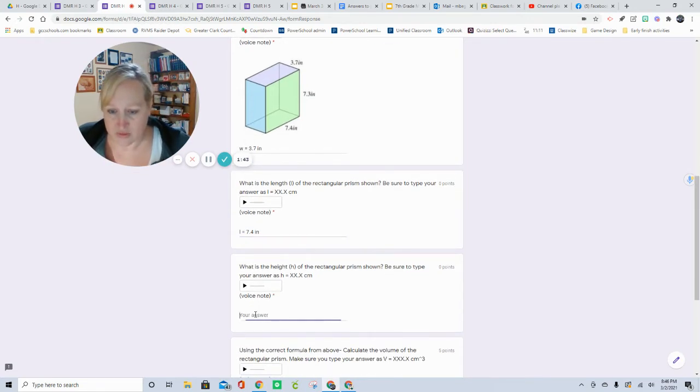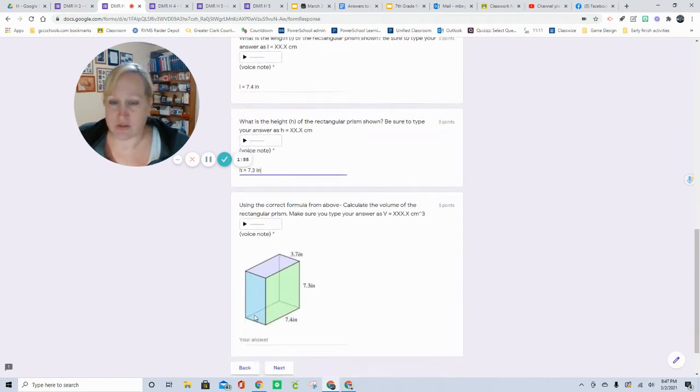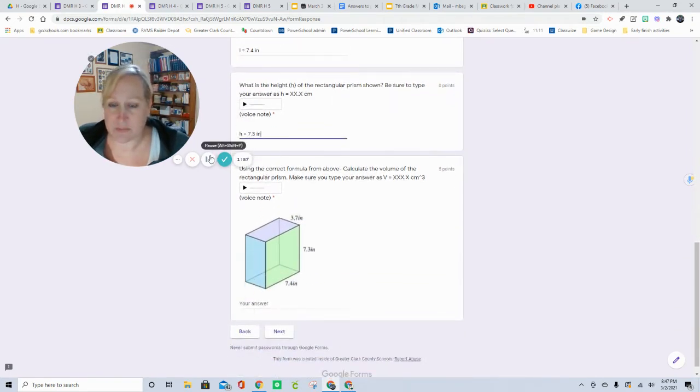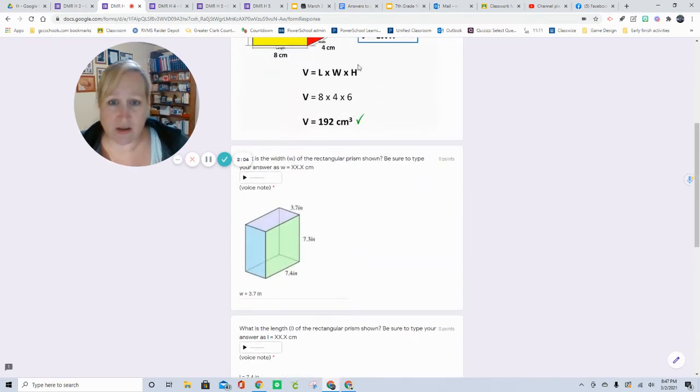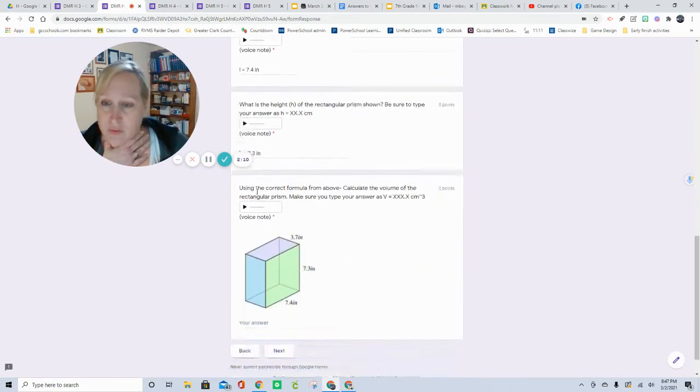And the last one we have to do is height. And that's the one that goes up and down. So H = 7.3 IN. So far, so good. Scroll down so that we can see this. Okay, now we have where we have to figure out the volume. And the volume formula was up here where we're just taking all 3 numbers that we decided and multiplying them together. So I'm going to come down here.